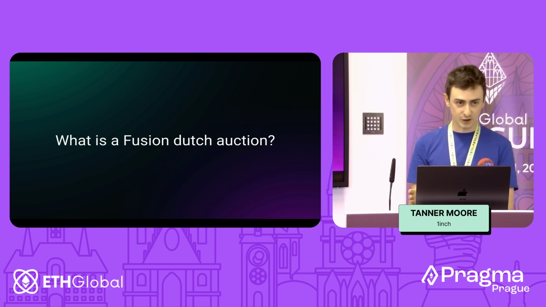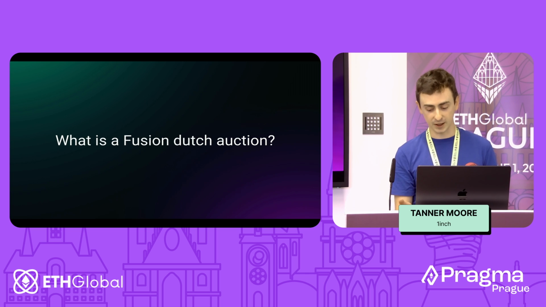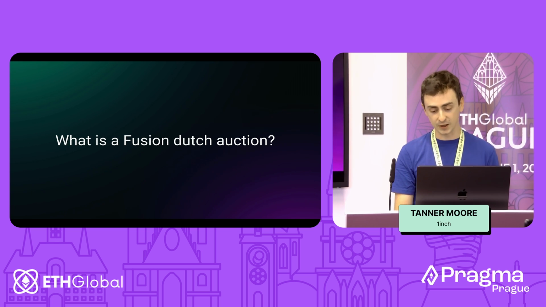So I threw a lot of terms at you there. So the first one is, well, what's a Fusion Dutch auction? More generally, what is a Dutch auction? And that is just an inverse way of doing auctions where instead of starting at some low price, you start at a very high price and go down slowly until there's just one person that says, okay, this price is actually something I'm interested in. So it just flips the traditional auction model on its head.